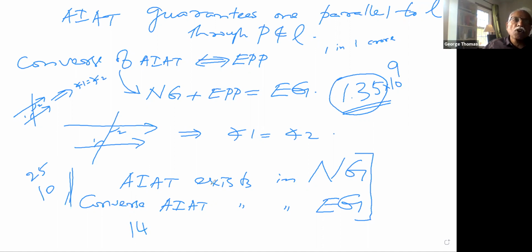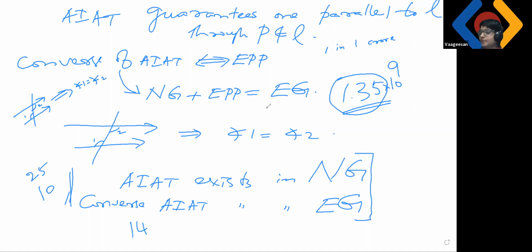I stayed on top of it for so long because this is very important. It almost distinguishes these two geometries and informs you that the converse is to be taken seriously, not to be confused with AIAT. Now I will leave this topic. Anybody has a last question?